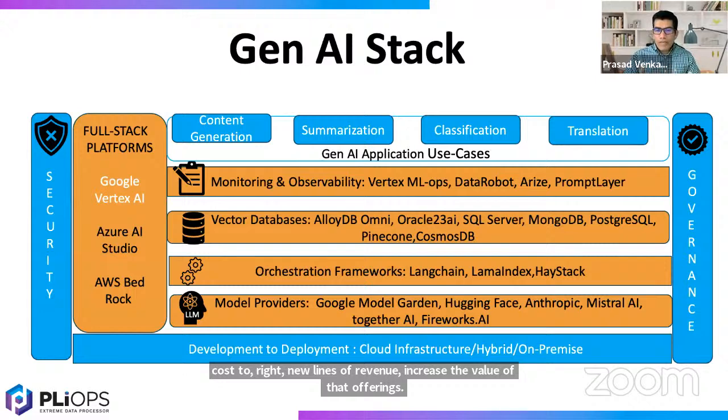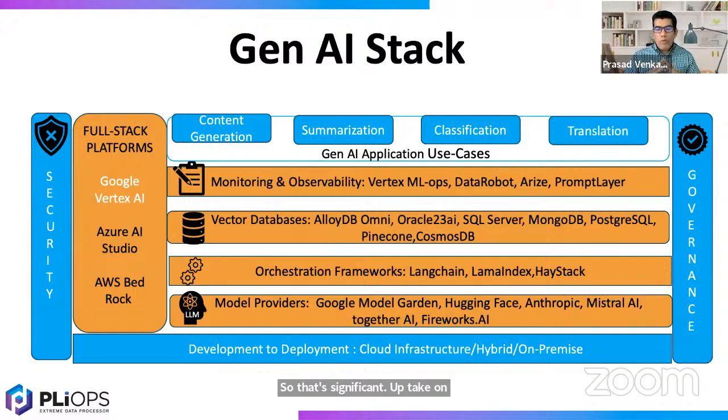Now, the next aspect is, once these are the benefits, how do you think about what my generative AI stack looks like? This can be broken down and classified into three aspects. One is infrastructure.